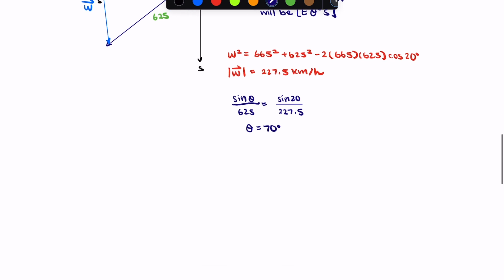So here we can see that therefore the wind vector is 227.5 kilometers per hour and 70 degrees east of south.